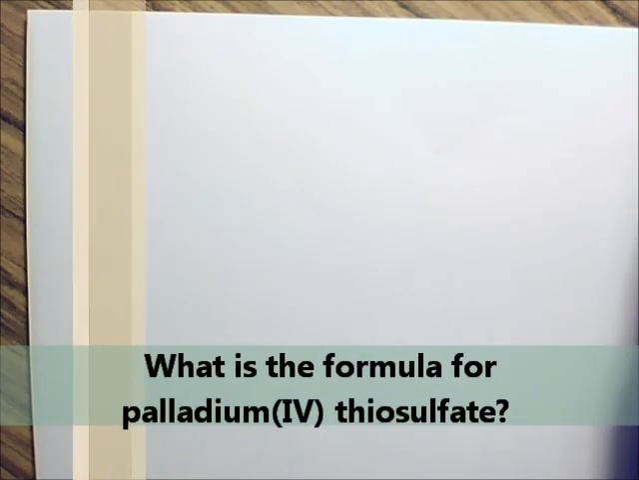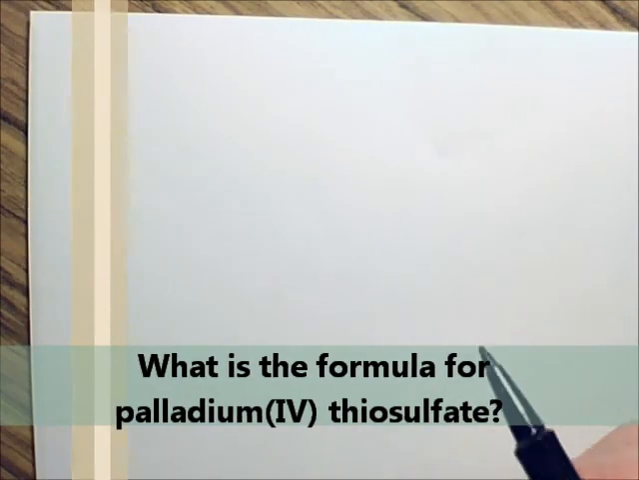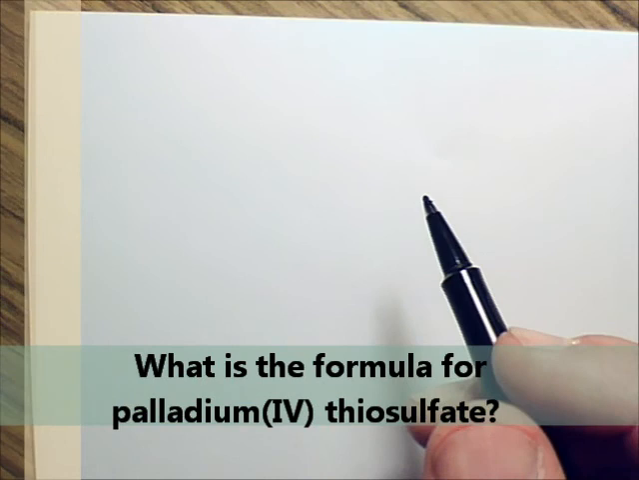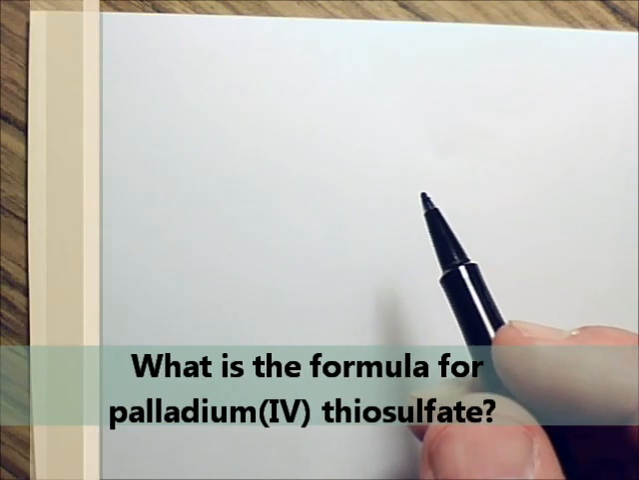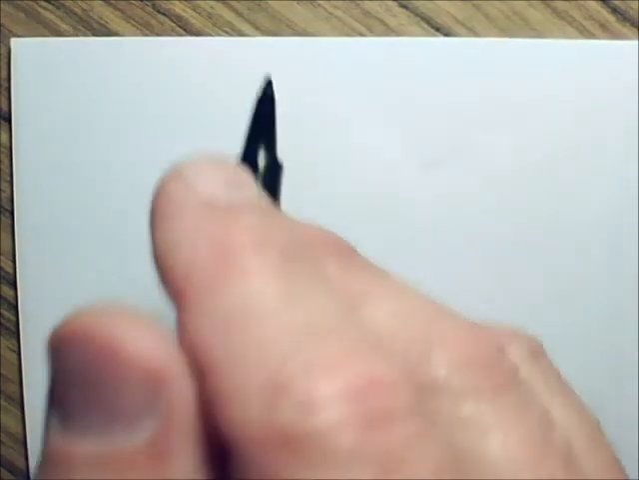Okay, Kelly. Kelly, I'm sorry. Carolyn. Number 40, what is the formula for palladium thiosulfate? I heard thiosulfate. What is it? Palladium with the 4, the aluminum on 4, and then thiosulfate? Palladium. Yeah, okay. Sorry. That's all right.